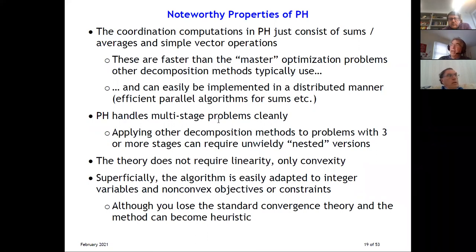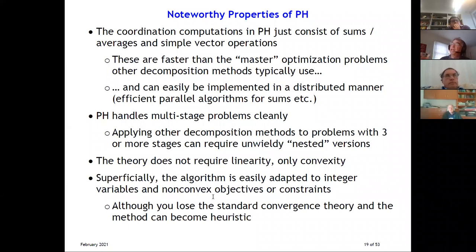Another thing that I like about progressive hedging is that it handles multi-stage problems very cleanly. It doesn't matter if you have an 8-stage problem as opposed to a 2-stage problem; your averaging is a little bit more complicated, but the basic structure of the algorithm stays the same. You don't get into these recursive crazy things like you can with, say, Benders or something like that. A minor thing, the theory works for general convex problems, and doesn't require linearity or anything.